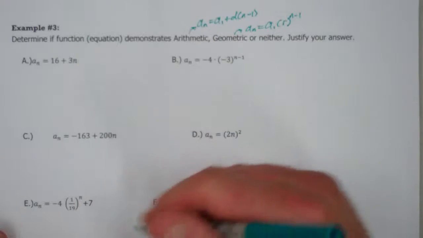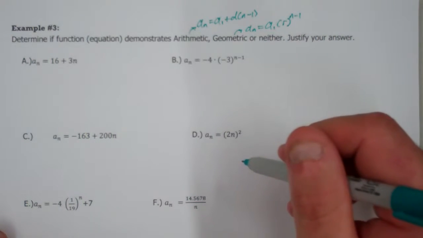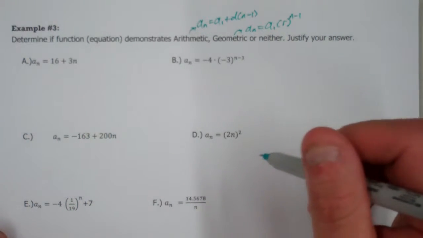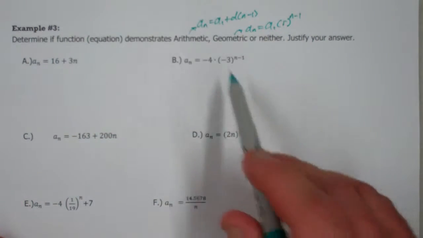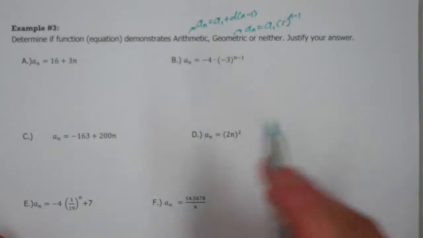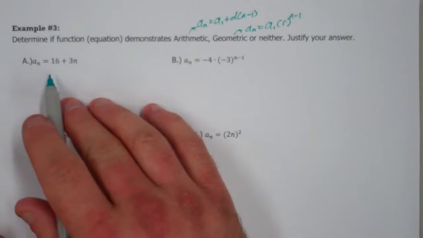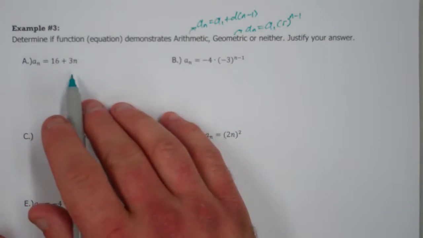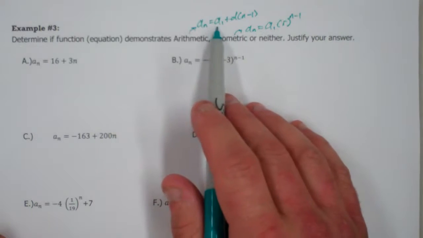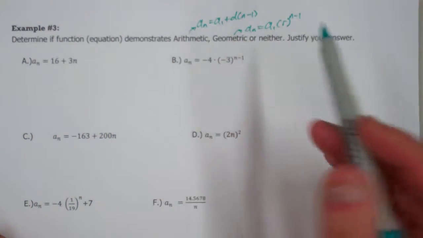You can actually calculate these out too. You could use n as 1 for the first term, n as 2 for the second, and so on. But I think we're going to look here and see if we can reason through this a little bit. So part A: a sub n is, excuse me, 16 plus 3n. It totally looks, well, not totally, but kind of like this.